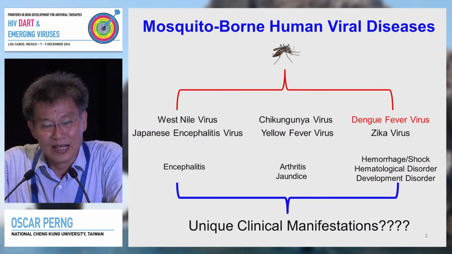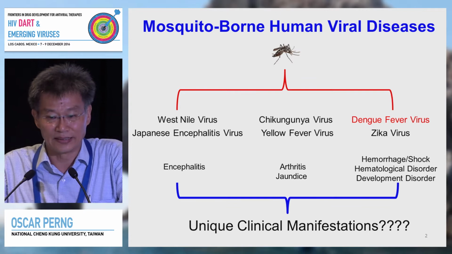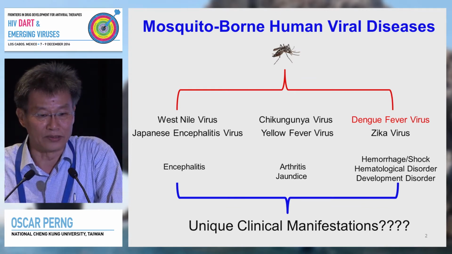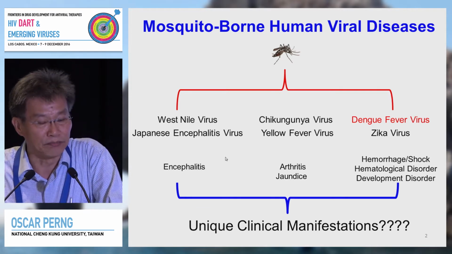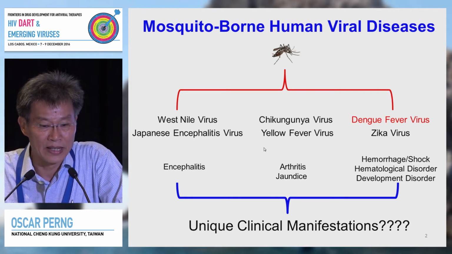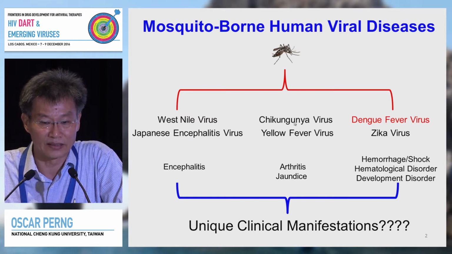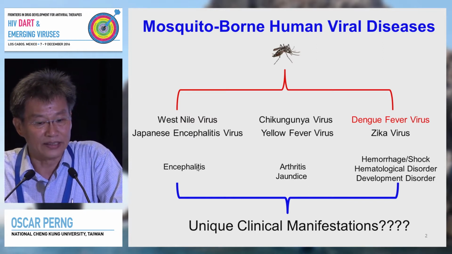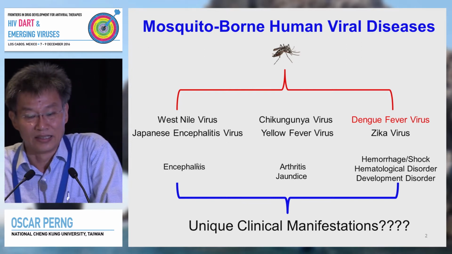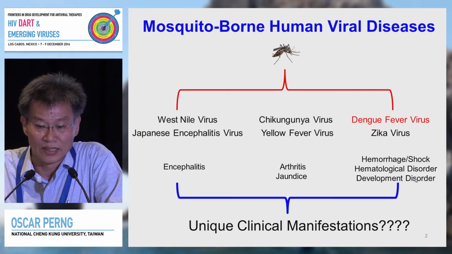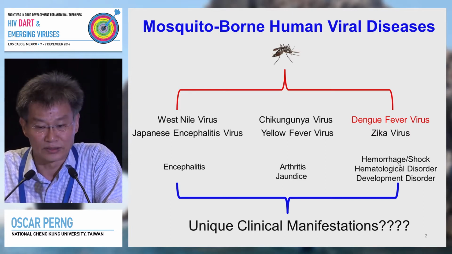So I will start with the mosquito-borne human viral diseases, as we all know. These are the mosquito-borne viruses that have been well known, and they are all transmitted mainly by Aedes aegypti, except the West Nile virus. And chikungunya is also Aedes aegypti. But the clinical presentations are all different. Some of them cause encephalitis, some arthritis, some developmental disorder or hematological disorder.